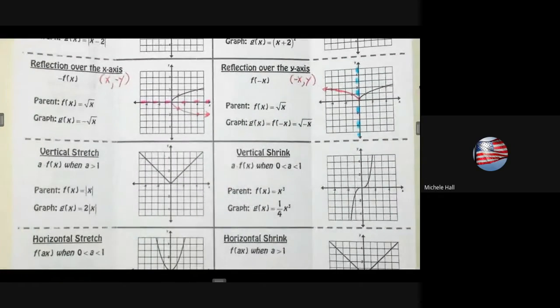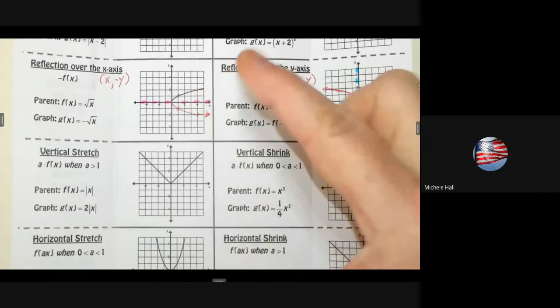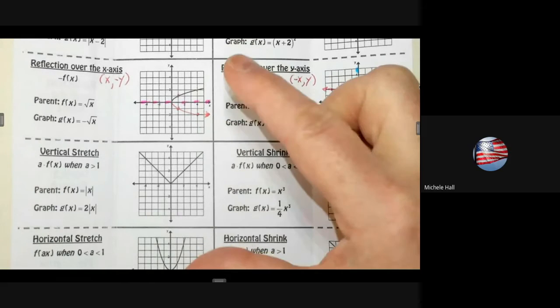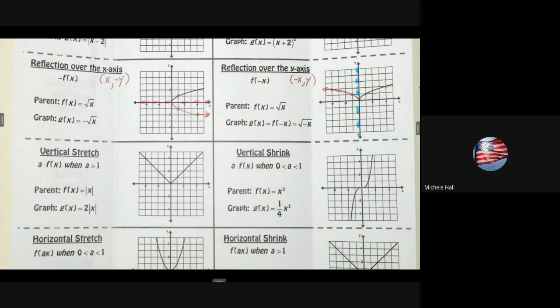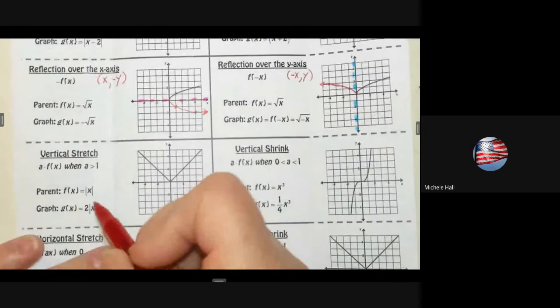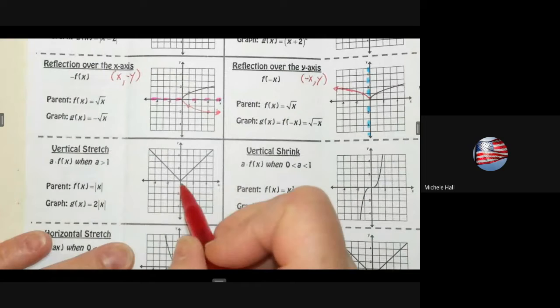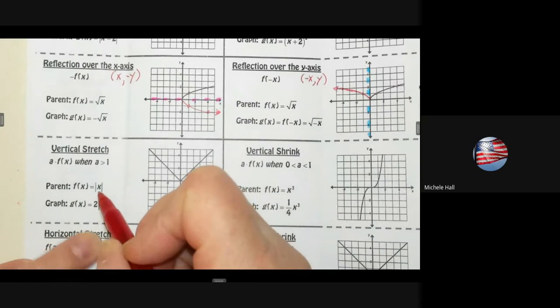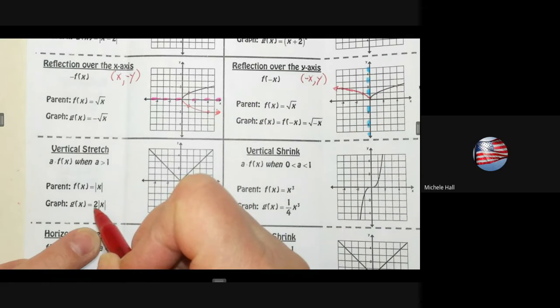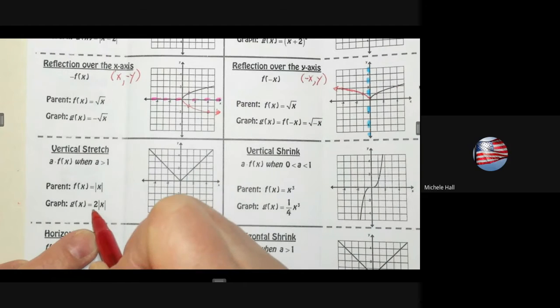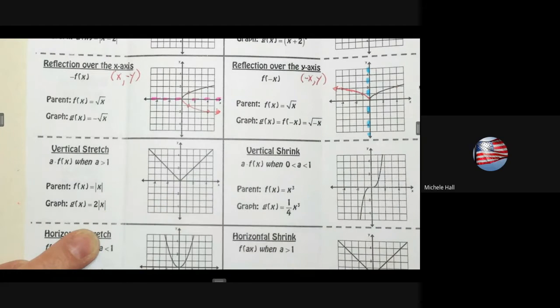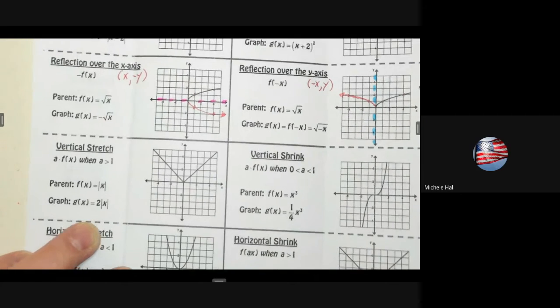Vertical stretch. Vertical has to do with the y-axis, has to do with the y variable then. Here is my function, the absolute value of x. Here it is at the origin. And I am going to vertically stretch this by 2. It's being multiplied to the function, not to the x. The 2 is being multiplied to the function. So that means that we're multiplying to the y value.